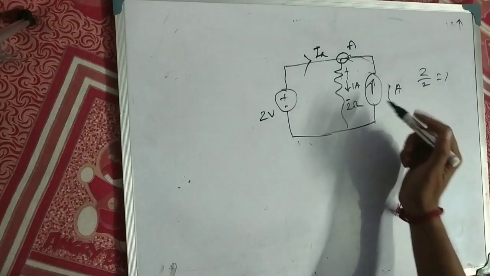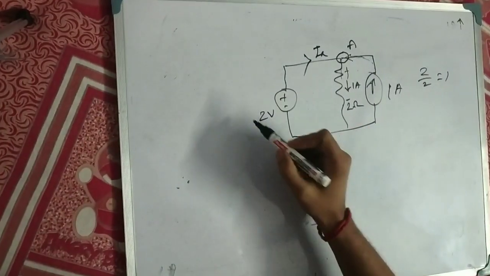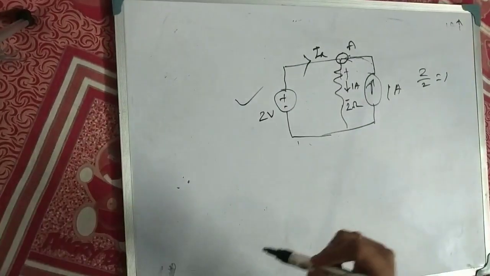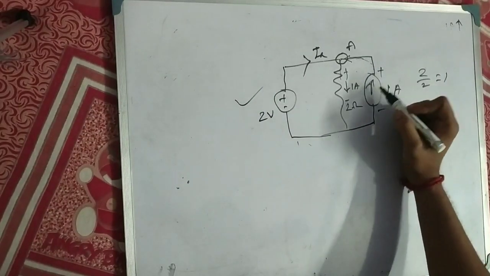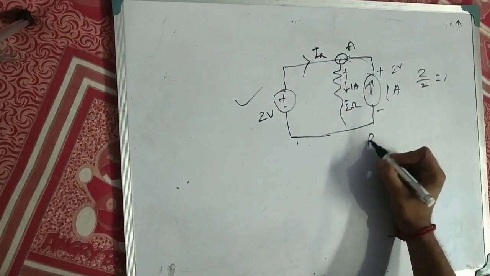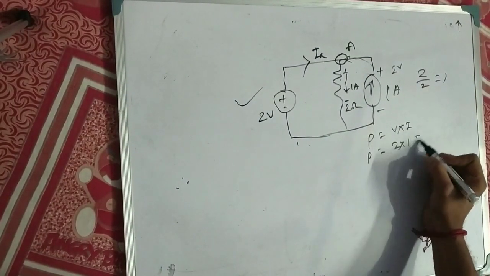If anyone asks how much power is supplied by the current source, because the voltage source is not supplying any power, the current source is supplying power. So how much power is supplied by the current source? Here the voltage across the current source is 2 volt and the current is 1 ampere. So power equals voltage into current. So power equals 2 into 1, means 2 watt.